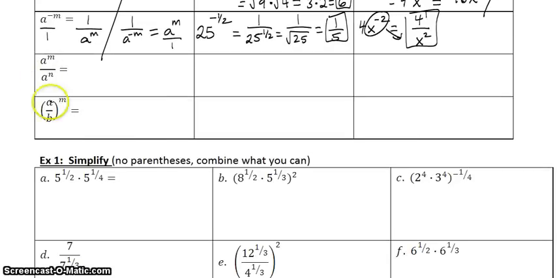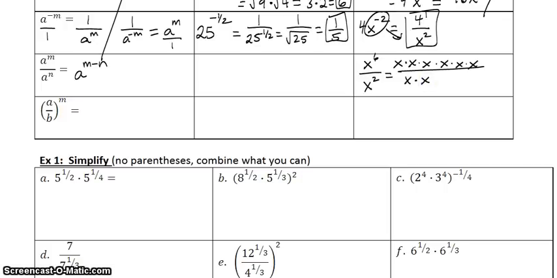This next property is just, I have a to the m on top, a to the n on bottom. And actually, when you have something like this, you subtract your exponents. Let me show you. Let's suppose I had x to the 6th divided by x squared. Now, check this out. X to the 6th is really like x times x times x times x times x times x. 6 x's. On bottom, x squared is like x times x.